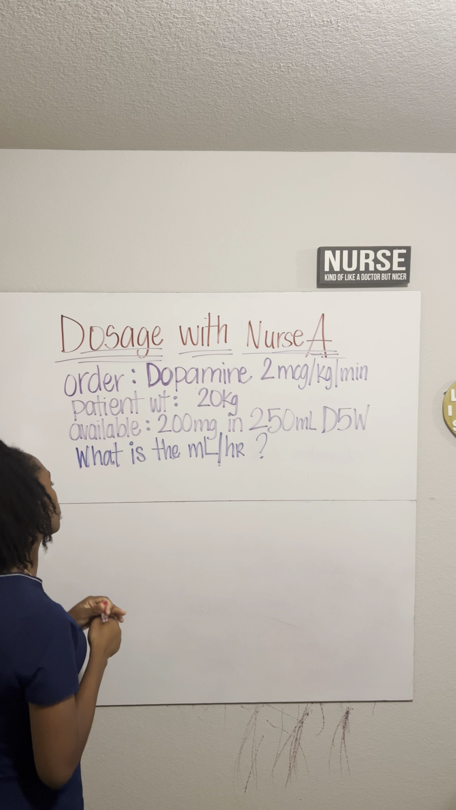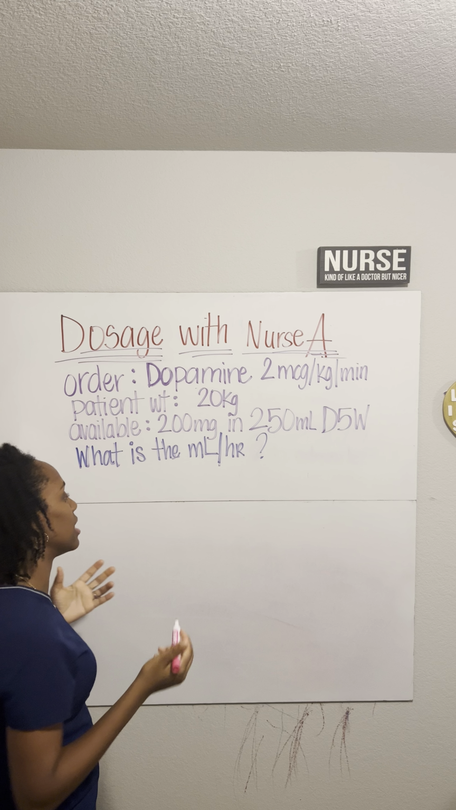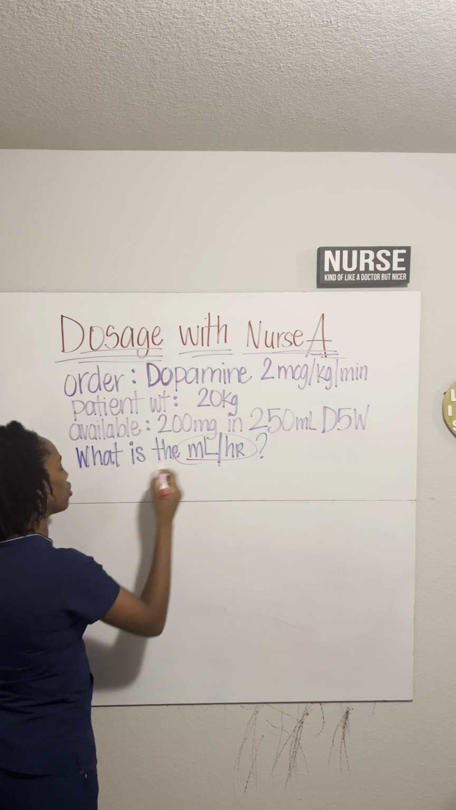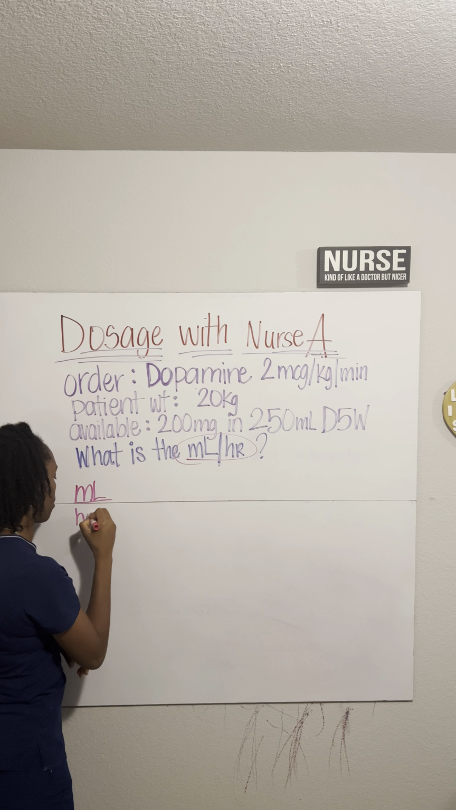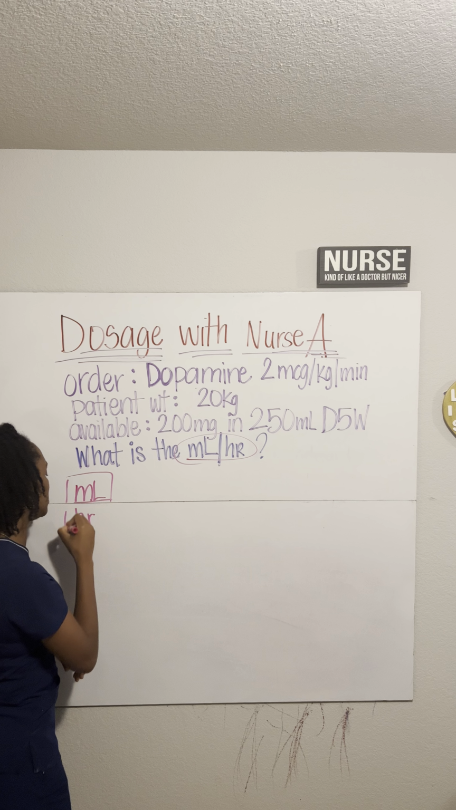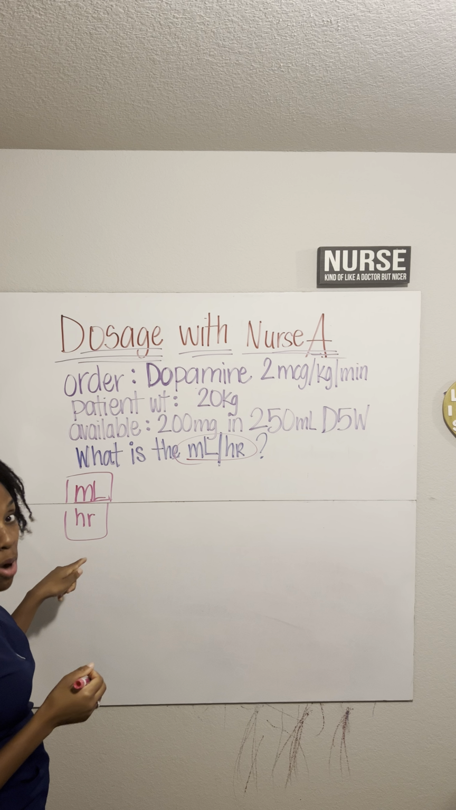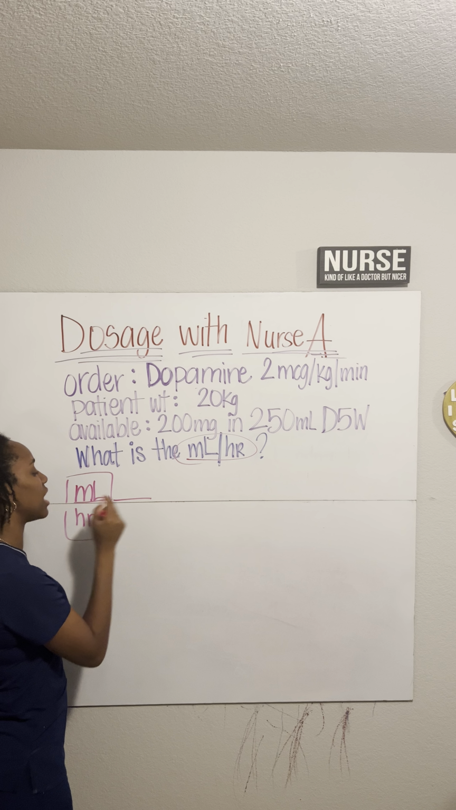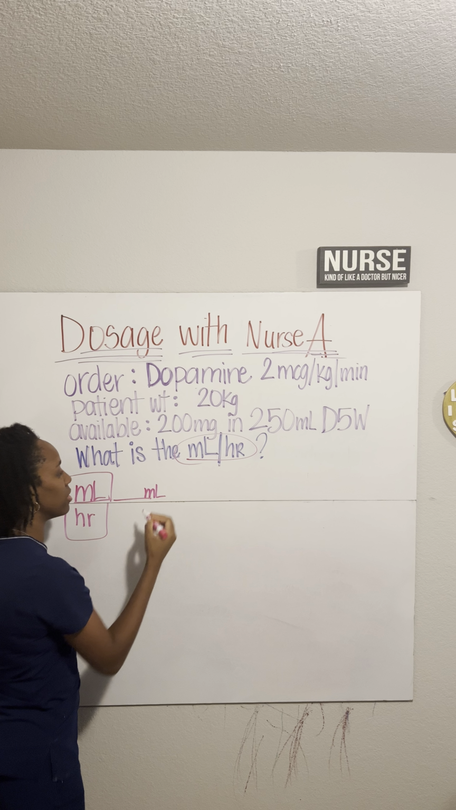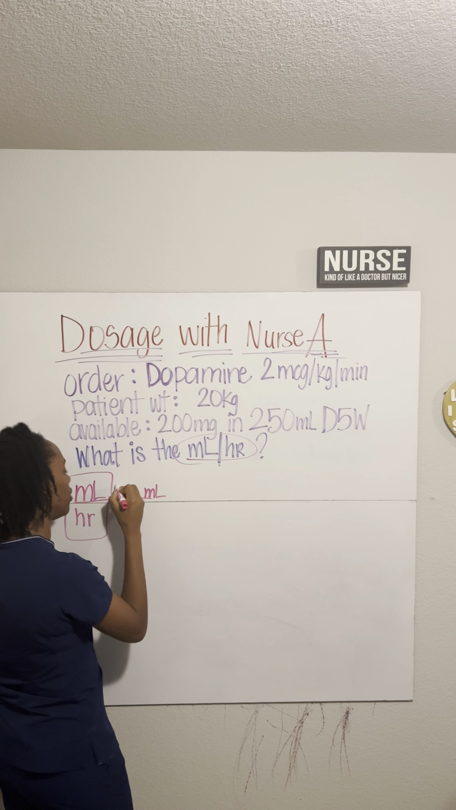So the first thing we're going to start off with is we have to identify what this problem is asking. And it's asking us for mLs over hour. So we're going to write simply mLs over hour. I want to go ahead and box this because at the end of this problem, I need to be left with mLs on top and hours on the bottom. So if the numerator is mLs, then we have to start with mLs. All right, so in our problem, we have 250 mLs.